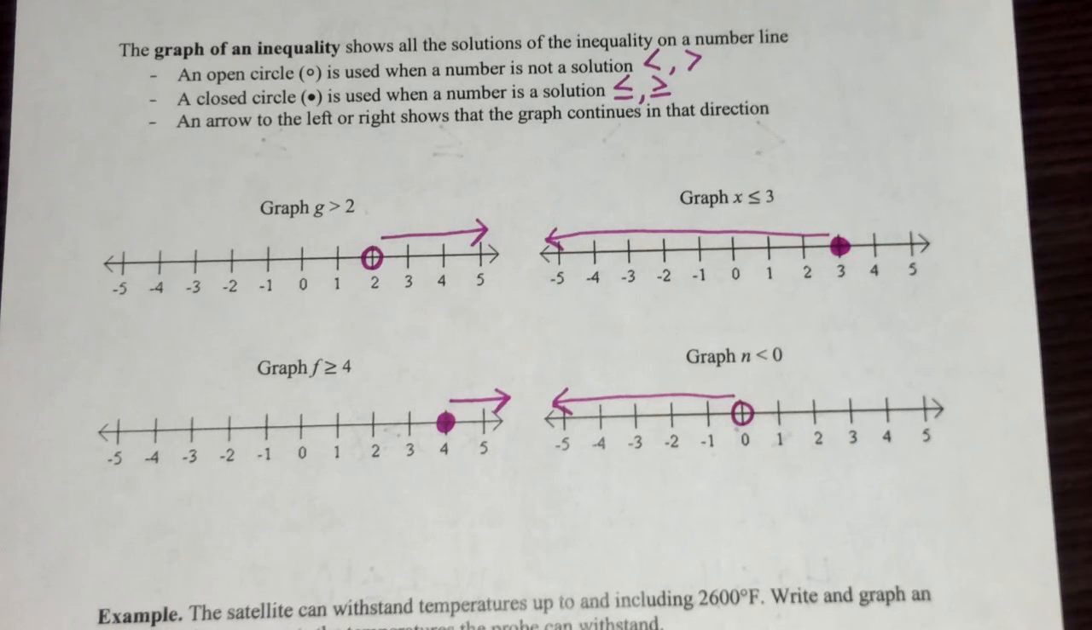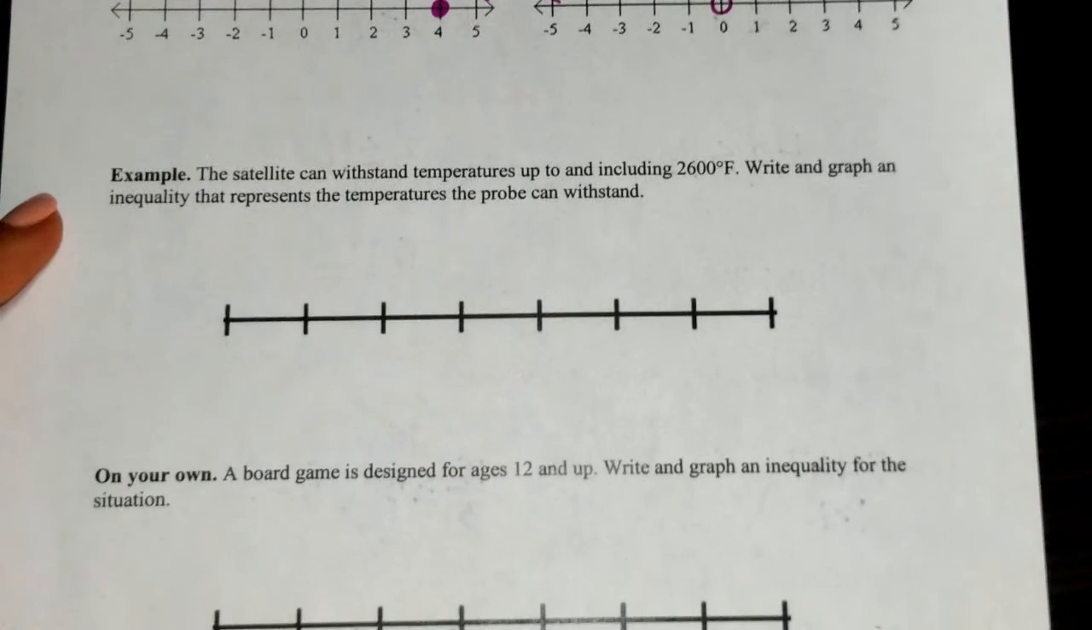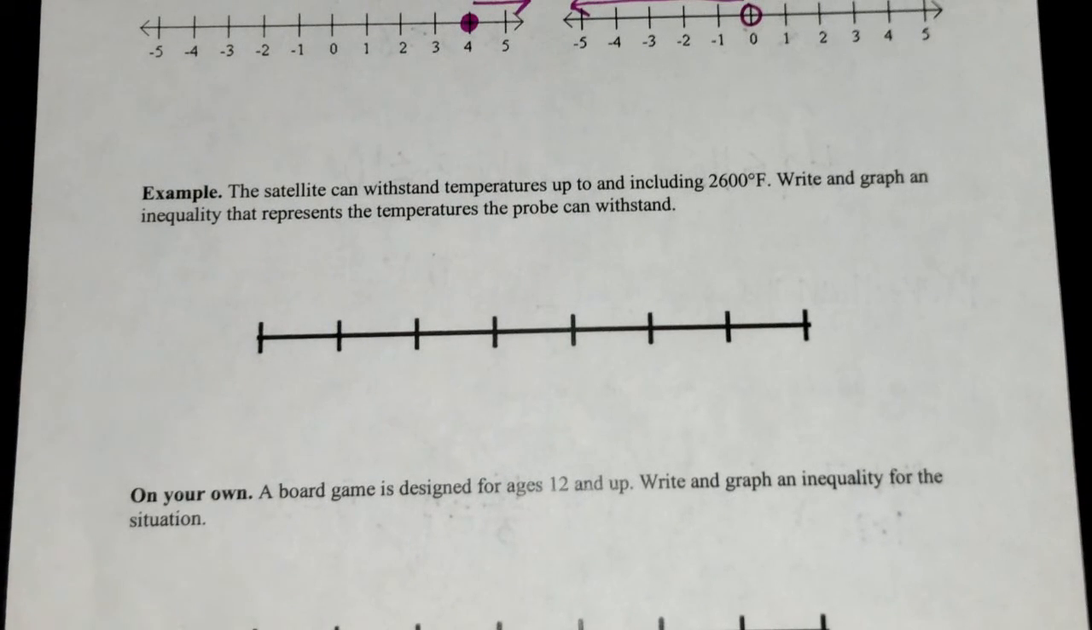Okay, so now we're going to go through 2 word problems, and we're going to have to graph them ourselves. So the satellite can withstand temperatures up to and including 2,600 degrees Fahrenheit. Right? And graph an inequality that represents the temperatures the probe can withstand.